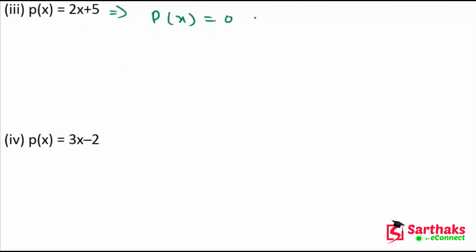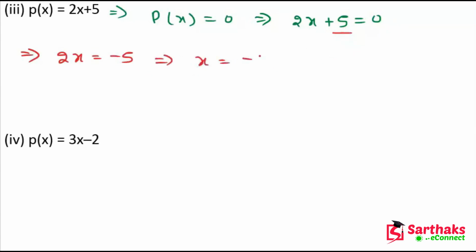Okay. Yes. So next, my dear friends, we have p of x equals 0. With the help of this we can find the value of x. So this will become twice of x equals minus 5, because if we shift 5 to the RHS, we get minus 5. So my dear friends, we get x equals minus 5 upon 2. So this is the required answer.